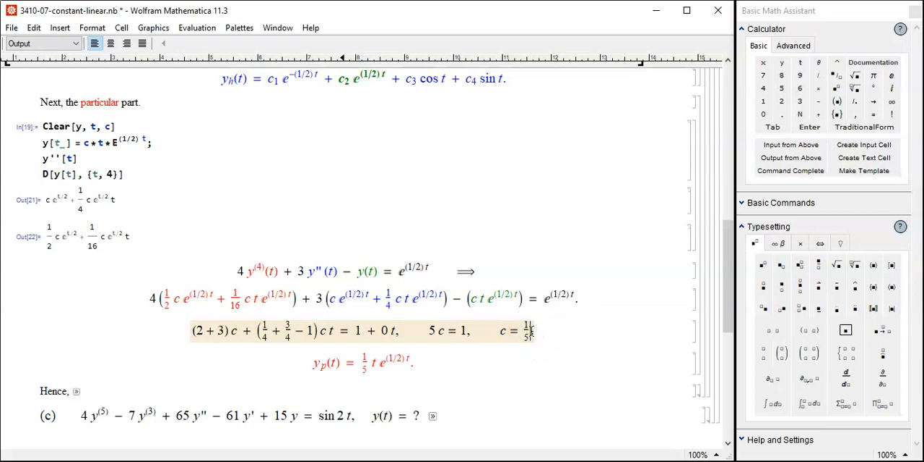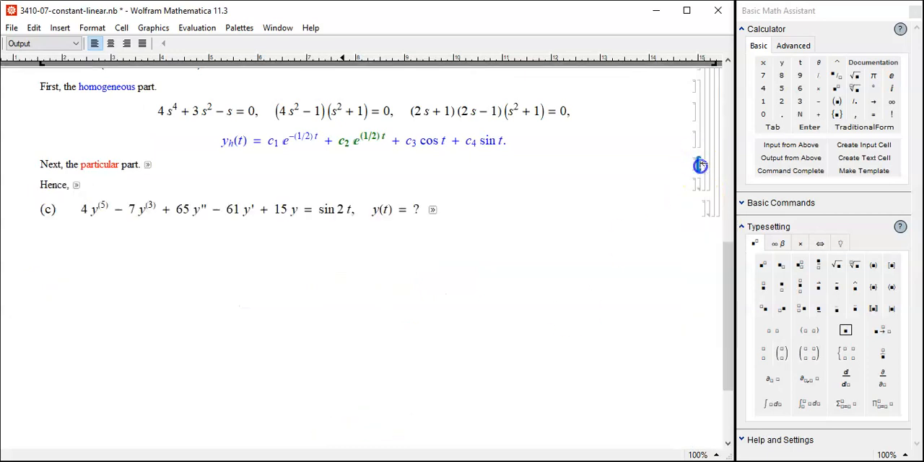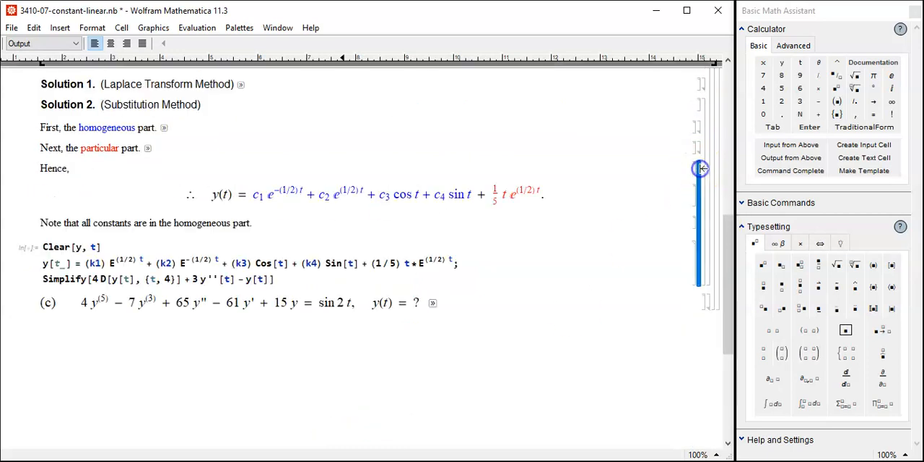So basically we have a system of two linear equations, but we have only one unknown c. Will it work out? Magically it will work out. We have c equals 1/5. It works out. See, this part is always 0, so it doesn't really contribute. Okay, alright. So we got c equals 1/5. So the particular solution is 1/5 t times e to the 1/2 power of t. Added up with the homogeneous solution, we have the general solution like this.